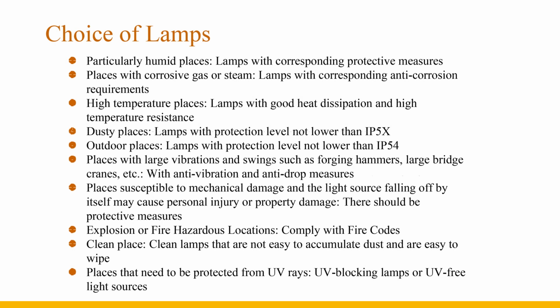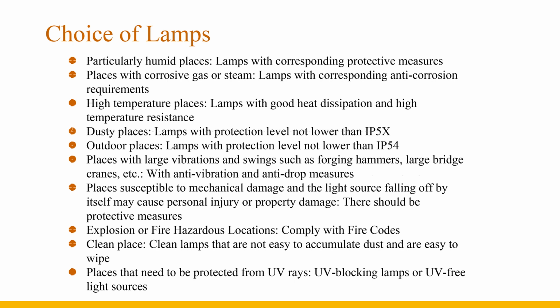The selection of lamps should also consider the environmental conditions of the lighting place, which should meet the following requirements. First, waterproof lamps with corresponding protective measures should be adopted in wet places. Second, closed lamps with corresponding anti-corrosion requirements should be used in places with corrosive gas or steam. Third, lamps with good heat dissipation and high temperature resistance should be used in high temperature places. Fourth, lamps in dust-polluted places should meet the requirements of dust-proof grade. Fifth, lamps in outdoor places should meet the requirements of waterproof grade.